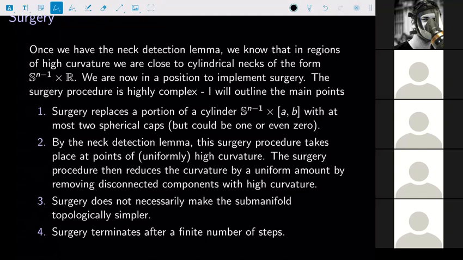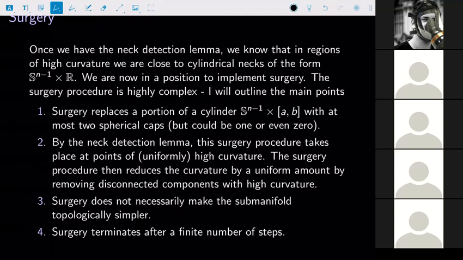Again, the surgery procedure is quite complex. Just let me outline the main points. Here, surgery replaces a portion of a cylinder, Sn minus 1, times a small interval AB, with at most 2 spherical caps. Okay, so now we have to understand that surgery here is not really reverse connected sum. It actually may not make the surface topologically simpler.